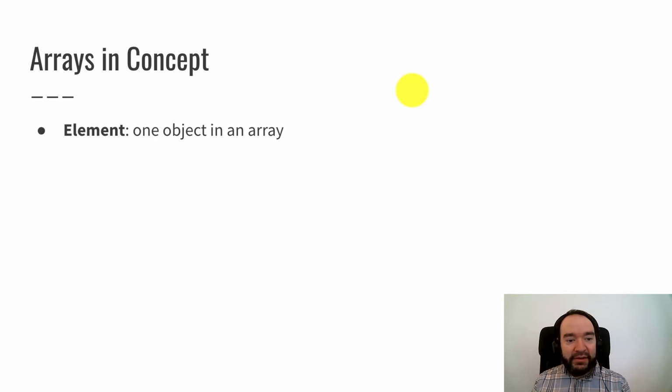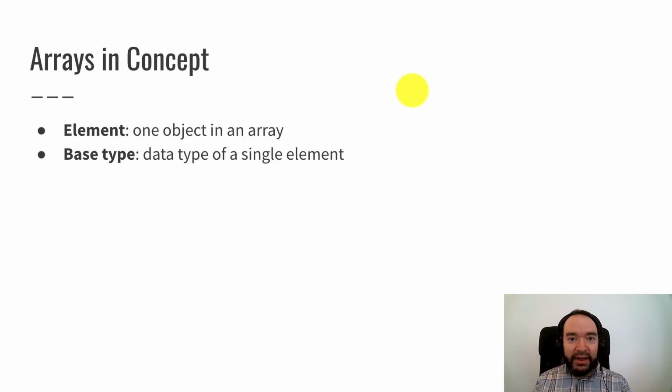As I mentioned on the previous slide, an element is just one object stored in an array. Typically, an array has many elements. The base type of the array is the data type of one single element, and all of the elements in an array have to have the same data type. So if you have an array of ints, the base type is int, and every element in that array has to be an int.